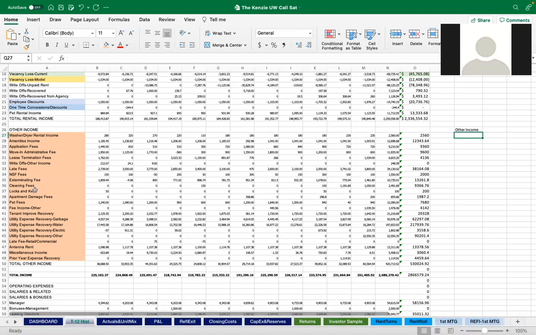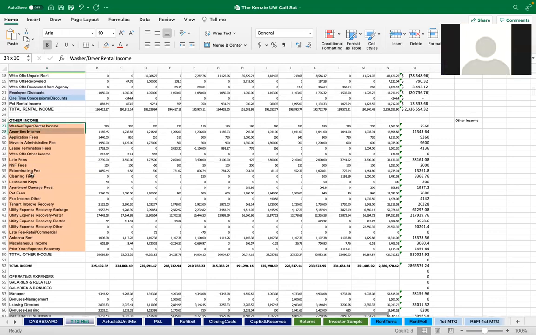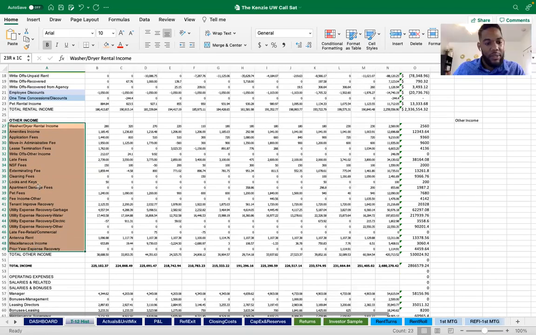But I'm just putting that out there. Okay. I understand what you're getting at, but this other income column, for the purpose of the model, is all of these line items. So we would put this in our model as other income, so line items 27 through 49 is other income.